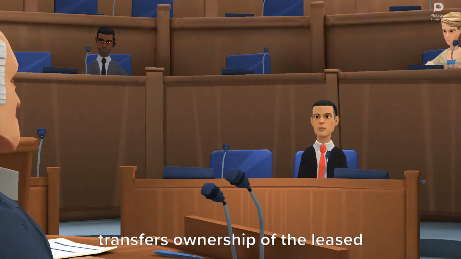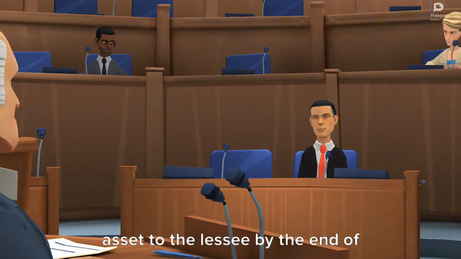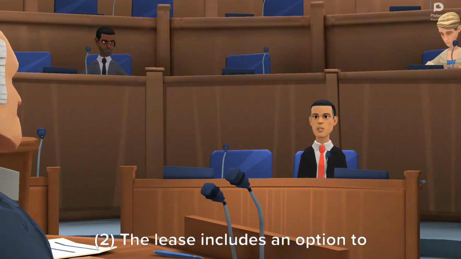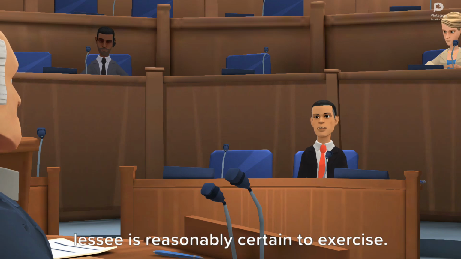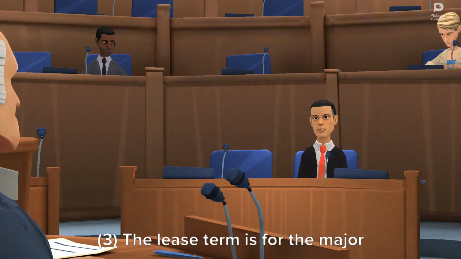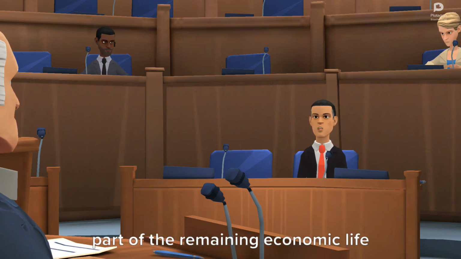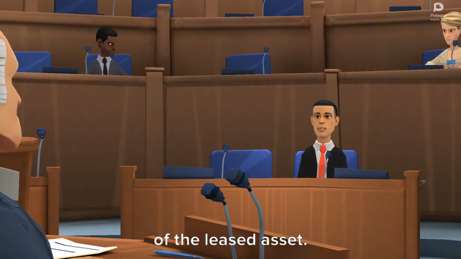1. The lease transfers ownership of the leased asset to the lessee by the end of the lease term. 2. The lease includes an option to purchase the leased asset that the lessee is reasonably certain to exercise. 3. The lease term is for the major part of the remaining economic life of the leased asset.